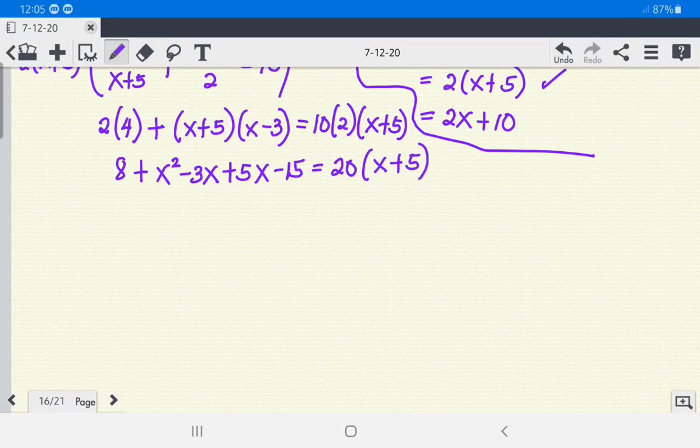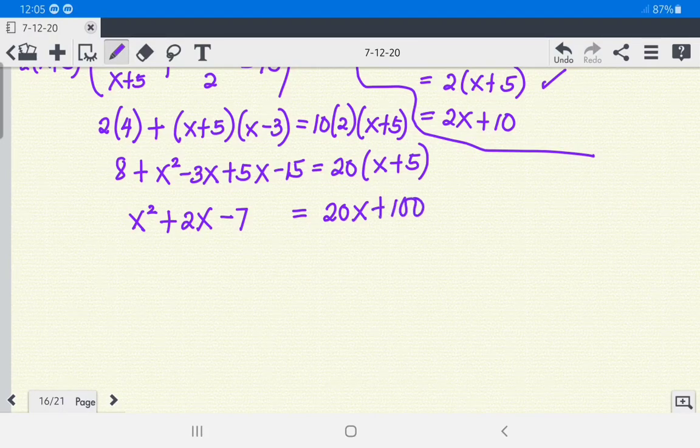Then let us now combine similar terms or collect like terms. So we have x squared. Then we have here negative 3x and then 5x, right? We have positive 2x. Then 8 and then negative 15, we have negative 7. Then equals to 20 times x, we have 20x. Then 20 times 5, we have 100.